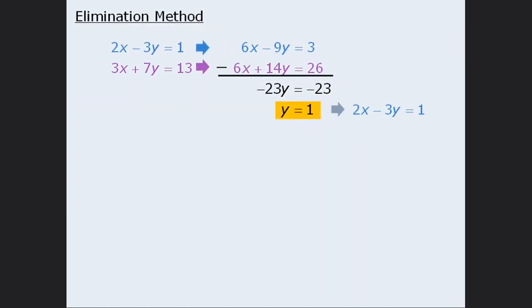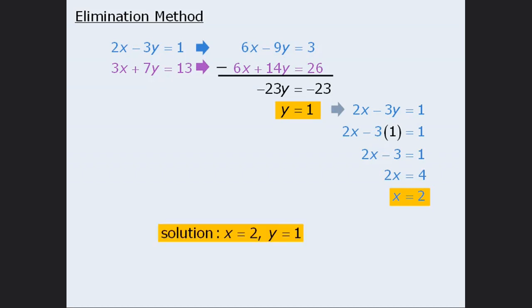Let's use this equation. When we replace y with 1, we get an equation we can solve for x. First, we'll simplify the left-hand side, then we'll add 3 to both sides, and finally we'll divide both sides by 2 to get x equals 2. So the solution here is x equals 2 and y equals 1.